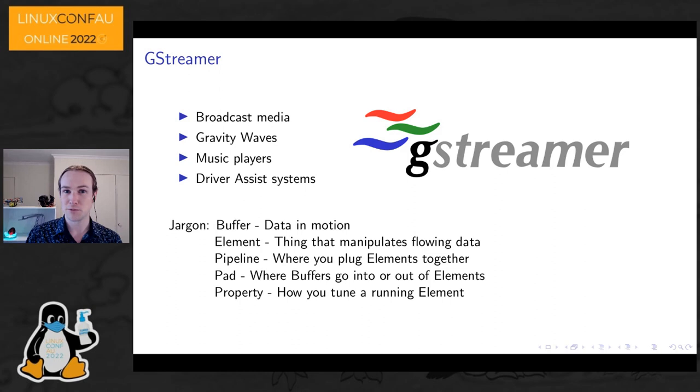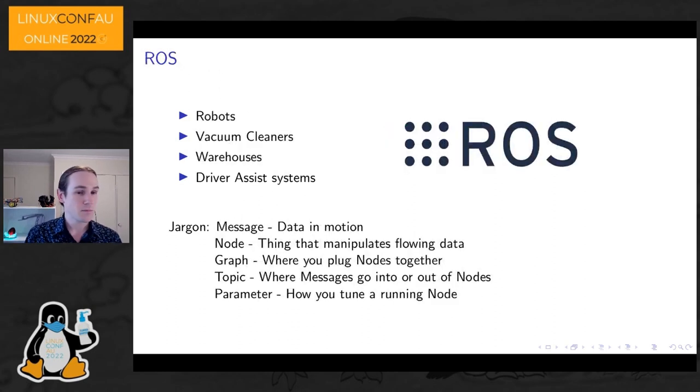GStreamer has so many drivers for cameras that it's starting to show up as a core dependency for self-driving cars. ROS, on the other hand, is a pipeline framework built for robots. It shows up in consumer robotics, vacuum cleaners, it moves stuff around warehouses, and it forms the core of a lot of driver assist technologies, certainly in research.